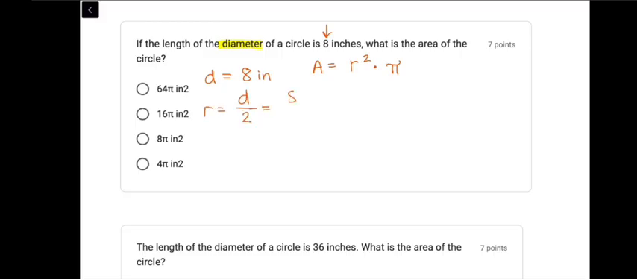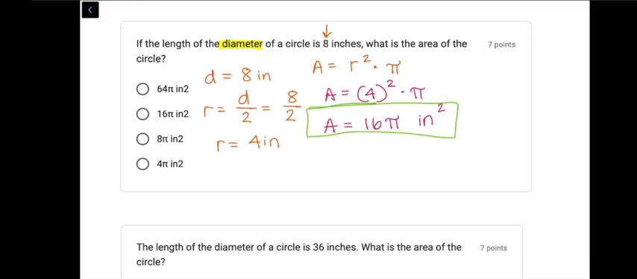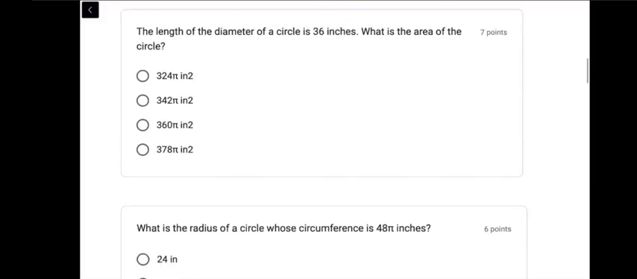So we can go ahead and get the radius by simply taking 8 and dividing it by 2. So the radius of the circle will be 4 inches. That is the value that we're going to plug into our formula. So this value is going to be plugged in for the radius. So let's take a look at the area. Area is going to equal 4 to the second power times pi. Area is equal to 16 pi inches squared is going to be our final answer for the area, so the answer would be B.